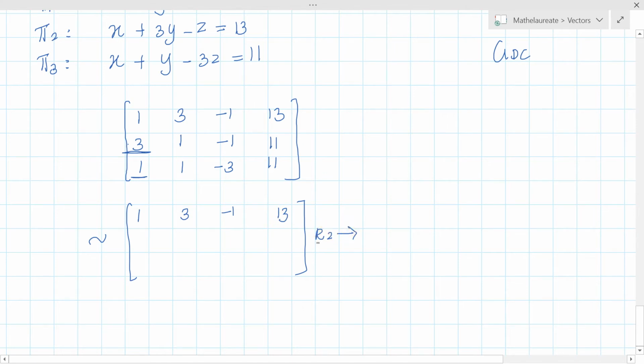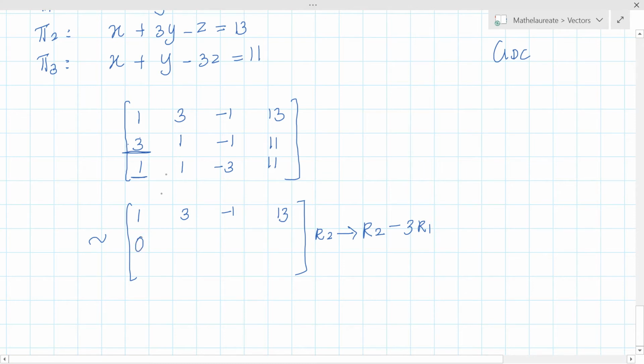Second row, this is the new R2. Whatever I have in R2, the 3 should be subtracted with the first row. In the first row I already have 1. So I multiply the first row by 3 and subtract. So new R2 is the current R2 minus 3 times R1. I'll follow this rule to make this 3 a 0. Whatever rule I'm using here, I have to follow the same for the remaining terms in the same row. Fine. So 3 minus 3 will become 0.